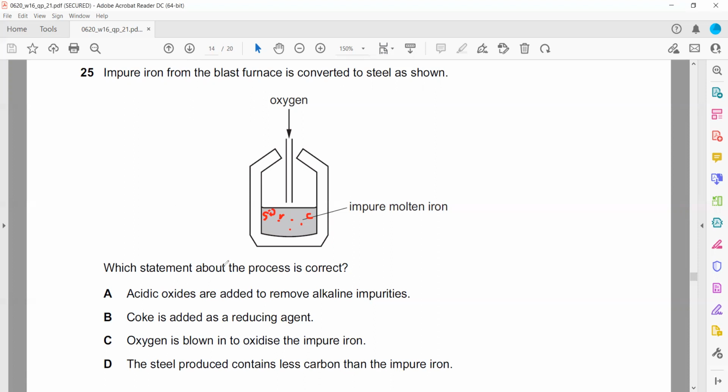So what happened basically, we had oxygen. When we blow oxygen, oxygen reacts with carbon, and as a result carbon dioxide is produced. And then we had calcium oxide. Calcium oxide reacts with silicon(IV) oxide. So silicon(IV) oxide reacts with the metal oxide, calcium oxide, which forms calcium silicate or slag. So which statement about the process is correct?